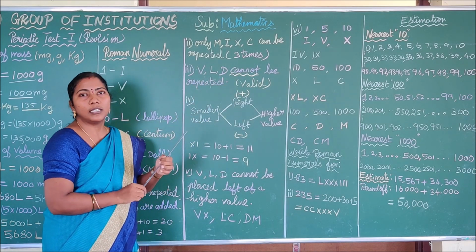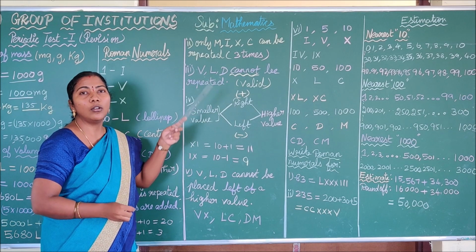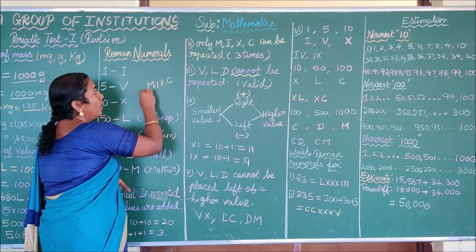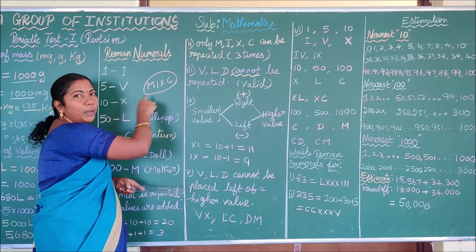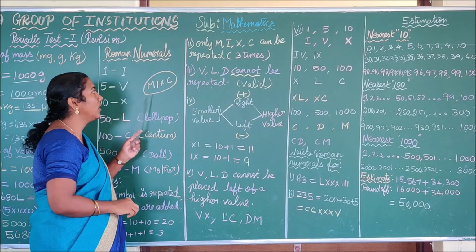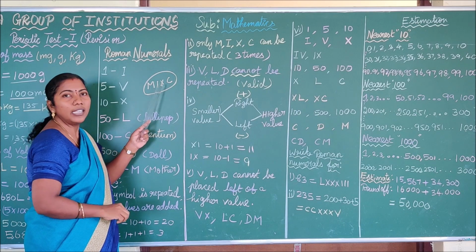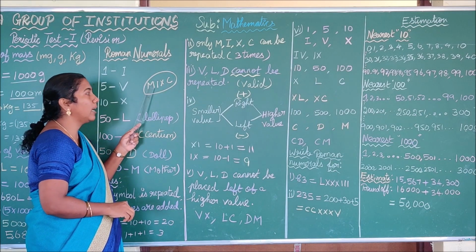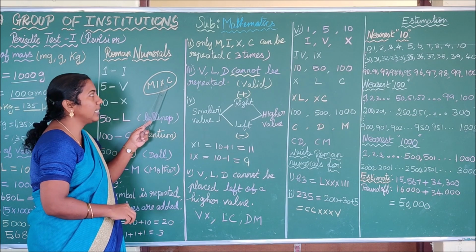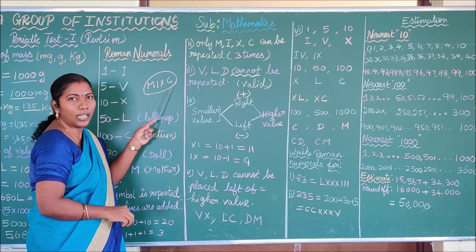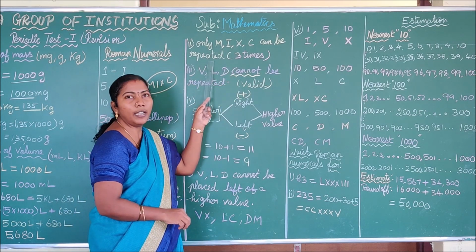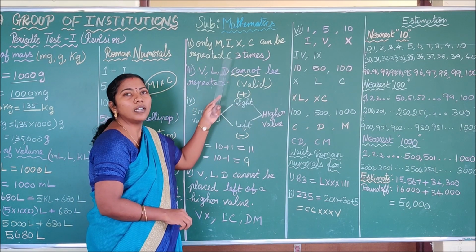In the Roman numerals video itself, I will give you a clue word. What is that clue word? Mixi. The letters in the word Mixi can be repeated up to 3 times. What are the letters? M, I, X, C. So you can repeat the letter M 3 times, I 3 times, X 3 times, C 3 times. Thus only M, I, X, C can be repeated, and only up to 3 times.